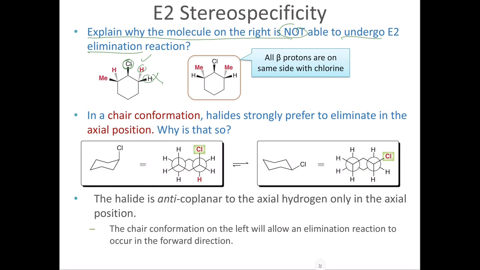When we look at the one on the right, there is no hydrogen that is on a different side from the chlorine but on the same plane. So what we see is that all the hydrogens lie on the same plane but not anti. All the alpha protons are on the same side as the chlorine. So that means there is going to be no elimination.